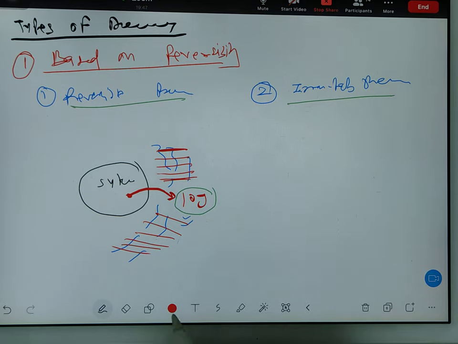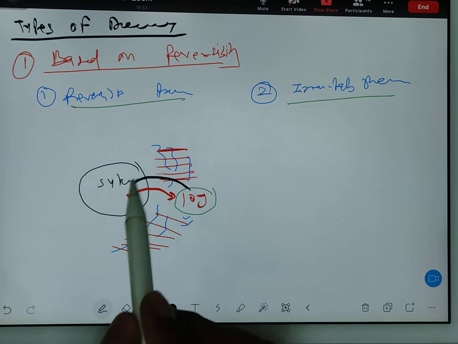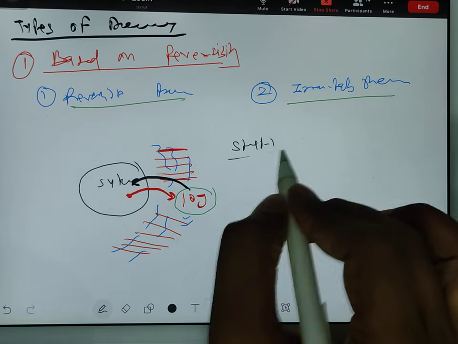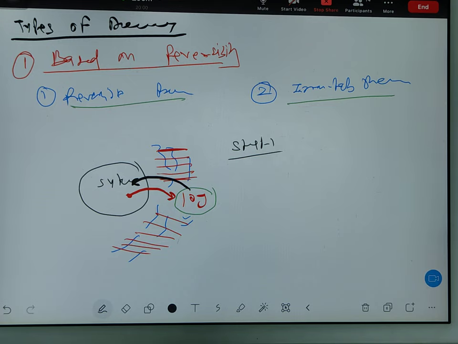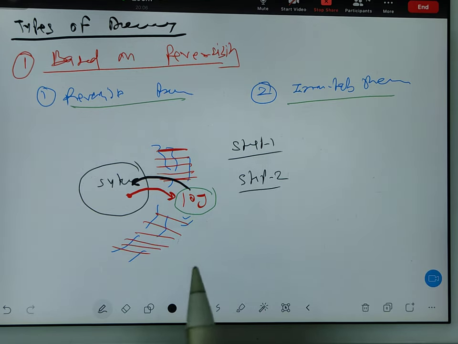Now, again, I am trying to send this 10 joule heat inside. See, step one, what was step one? Heat is coming out to the surrounding from the system. Okay, now what is step two? In step two, I am sending this heat back again to the system.